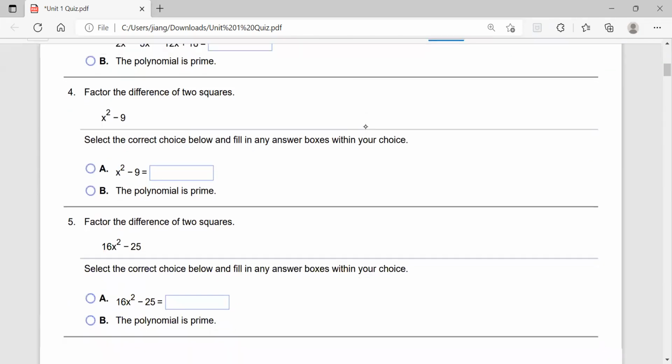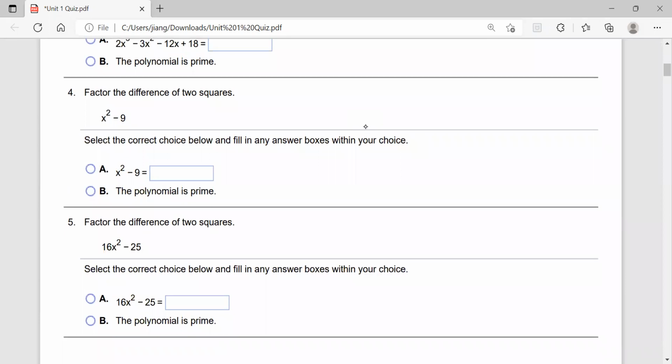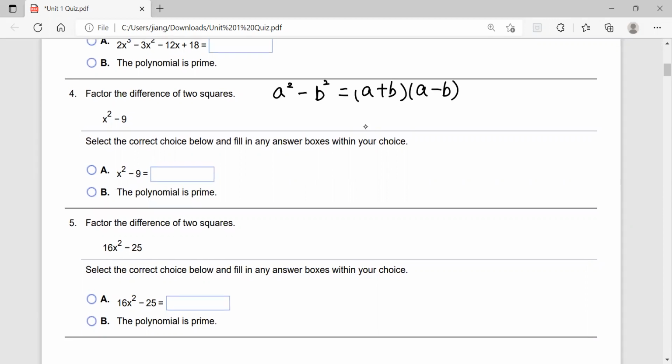Next one is the conjugate formula, x squared minus 9. We have learned the conjugate formula is a squared minus b squared equals a plus b times a minus b. And then I see x squared minus 9. This is x squared minus 3 squared. This is x plus 3, x minus 3.